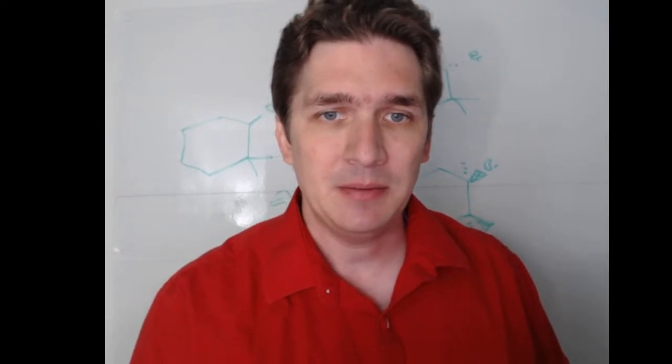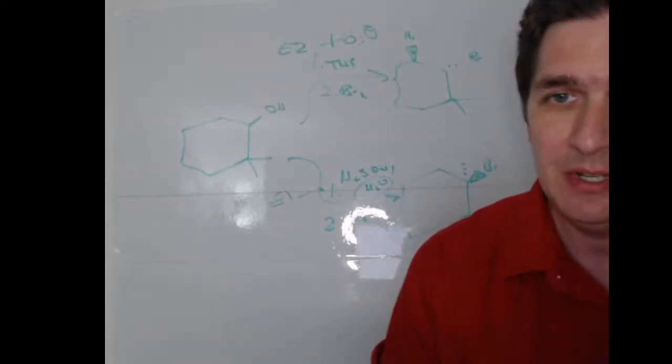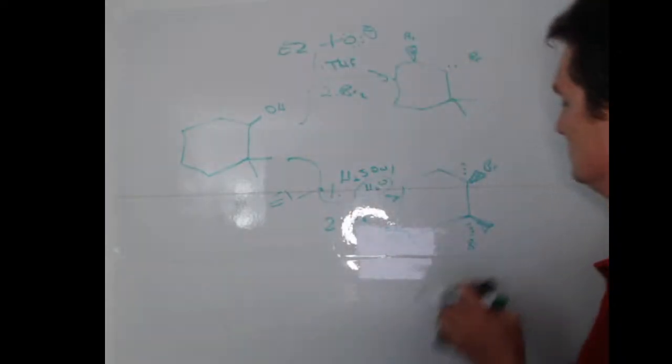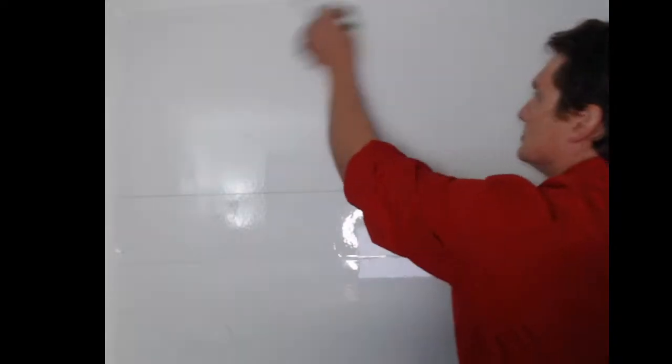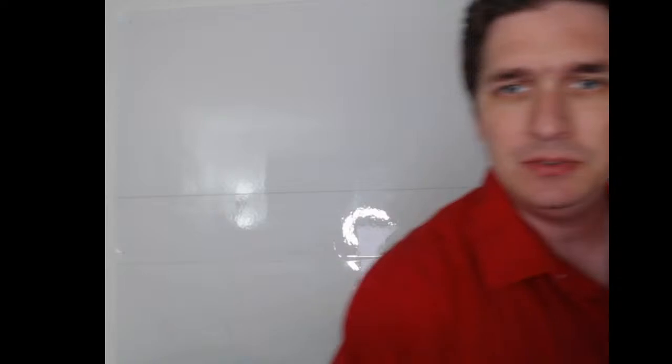So identify the alkene obtained by the dehydration of 2,3,3-trimethyl-2-butanol. Better marker than this. So we have 2,3,3-trimethyl-2-butanol.